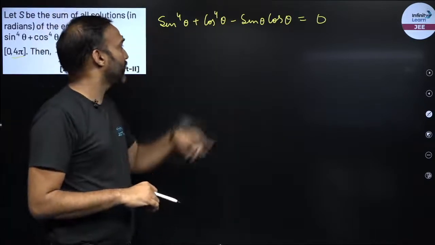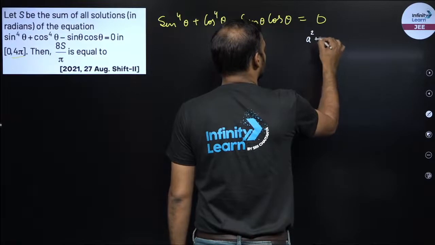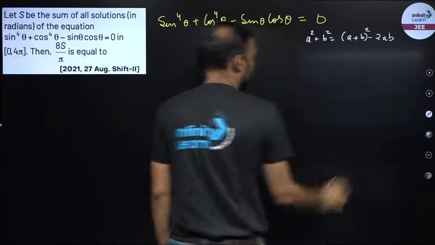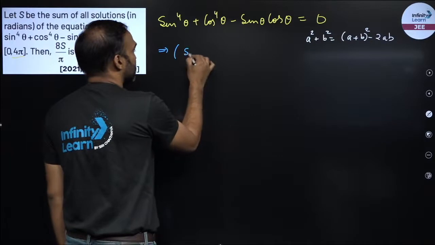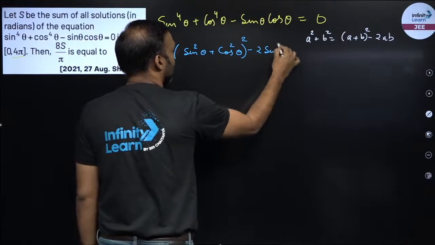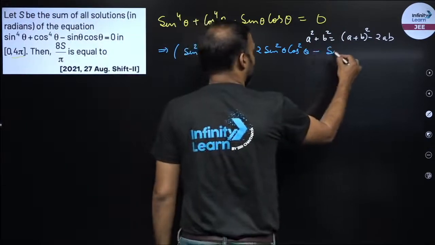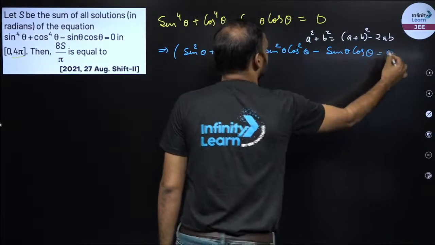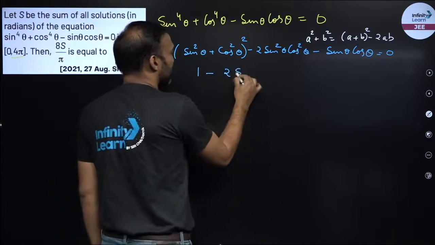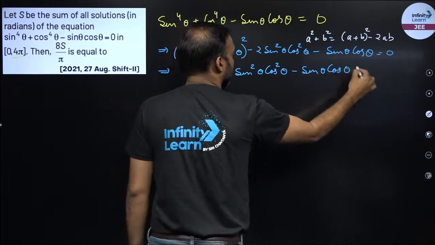Now I could see sin square theta whole square plus cos square theta whole square. So I can use a square plus b square over here. What is a square plus b square? A square plus b square is nothing but a plus b whole square minus 2ab. So I can write this equation as, a is sin square theta, sin square theta plus cos square theta whole square minus 2 sin square theta cos square theta. This is the expression for the first two terms. The third term I am writing as it is, sin theta cos theta, and this is equal to 0. Now over here sin square theta plus cos square theta becomes 1. So 1 minus 2 sin square theta cos square theta minus sin theta cos theta is equal to 0.